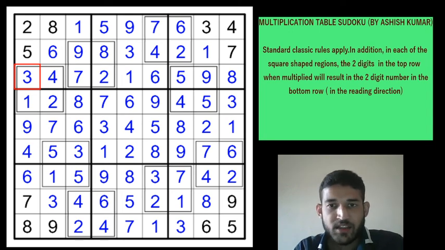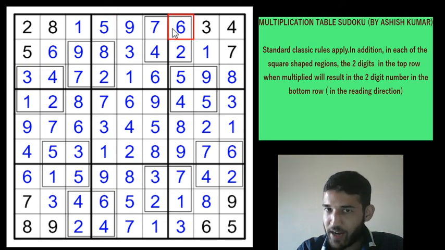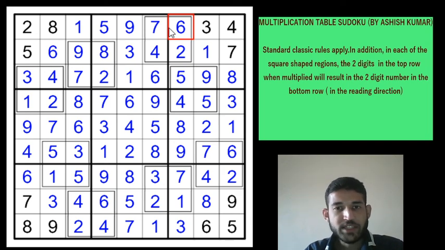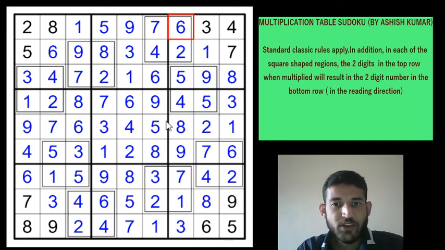To summarize, the important tricks to solve the Sudoku are: in the top row you can never have a 1, no matter what, and if you have a 5 in the top row, then you will definitely have a 5 in the bottom row, and 5 can never be in the units digit of a top row. So these are the major tricks that you use to solve the Sudoku.